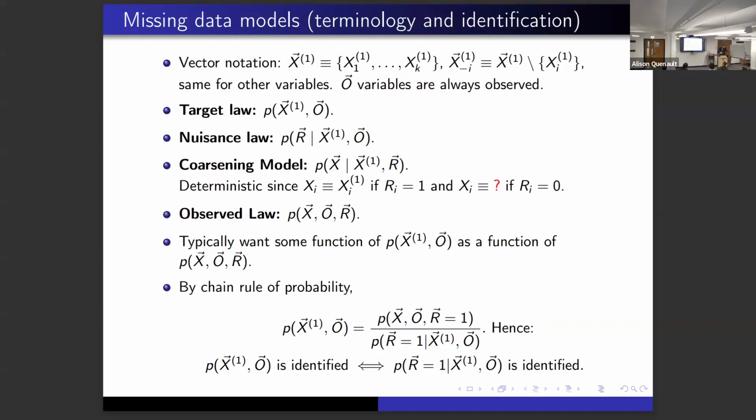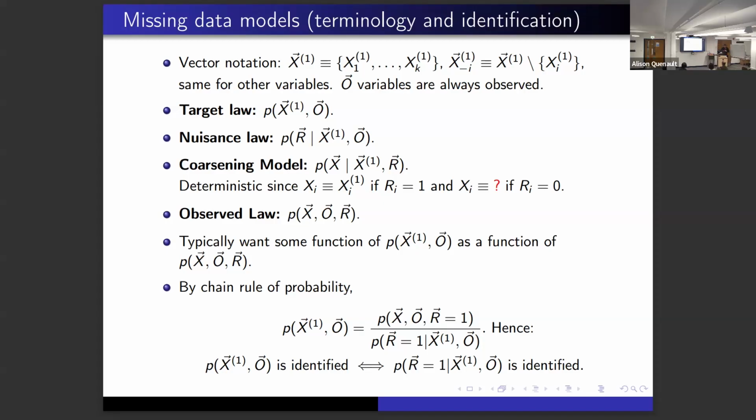Okay. Then we have the coarsening model. The coarsening model is a deterministic degenerate distribution that just encodes consistency, relating the underlying x's and the observed x's with question marks. And we also have the observed law. The observed law is the distribution from which the actual observed data frame comes from, where we don't have x1s, but we have x's potentially with question marks, and we have the indicators, and we have the fully observed variables.